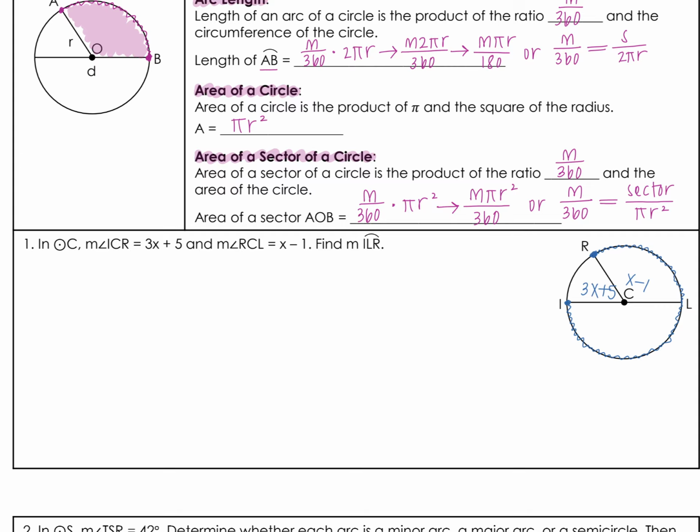All right, so here, if I'm trying to find the measure of that arc, okay, I notice, as I kind of mentioned, that this right here is going to be 180 degrees because it's a semicircle. But I need to figure out what is x so that I can find the remainder part of it, that x minus 1. So I'm going to set up an equation using the fact that 3x plus 5 and x minus 1 are forming a straight line, and they should be equal to 180.